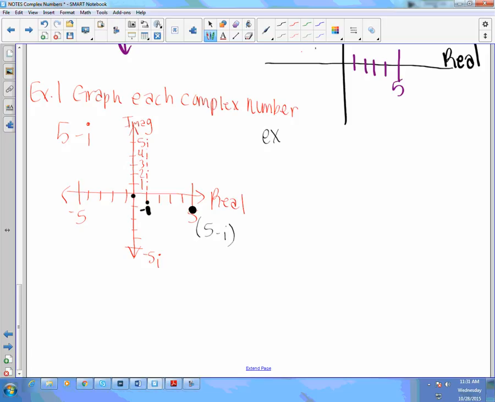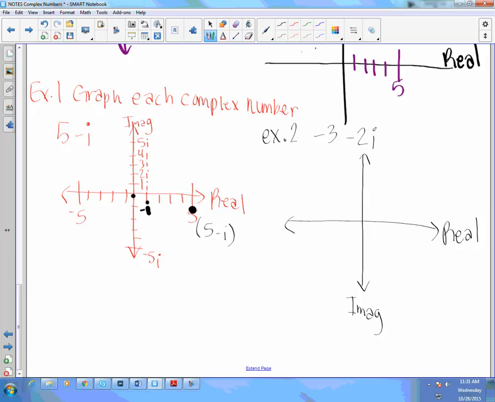Okay, let's try another, example 2. Let's put it right next door. We're going to be using these next two examples, so I hope you have them on your paper. Graph negative 3 minus 2i. I want you to do a new graph, though, with a real axis. You have to label, especially important with the complex plane. If you don't, I don't know that you're graphing in the complex plane. I think you're graphing in the rectangular coordinate system.